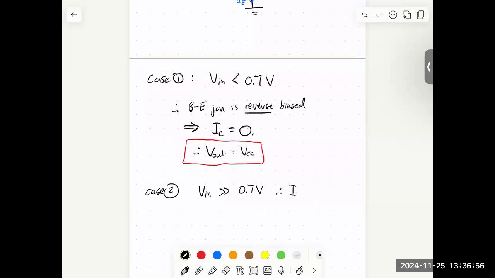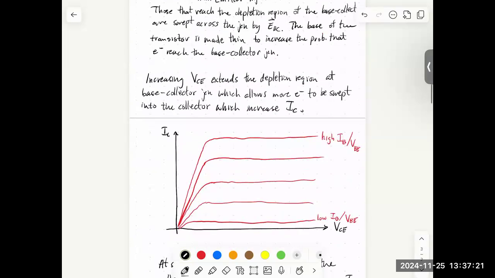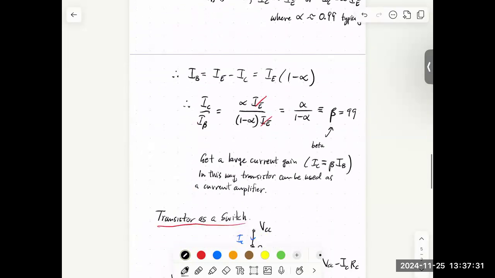In that case, our base current is relatively large. Like the base current is always small, but I can make it relatively large by increasing that base voltage. So instead of 0, it might be like 10 microamps or something like that. And if the base current is large, then the collector current is large. Again, we could see that in this plot that we made. As we increase the base current, the collector current keeps getting higher and higher and higher.